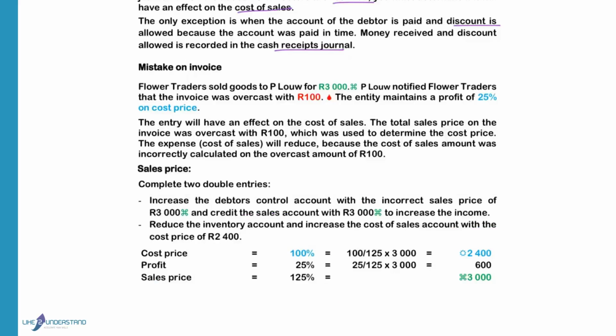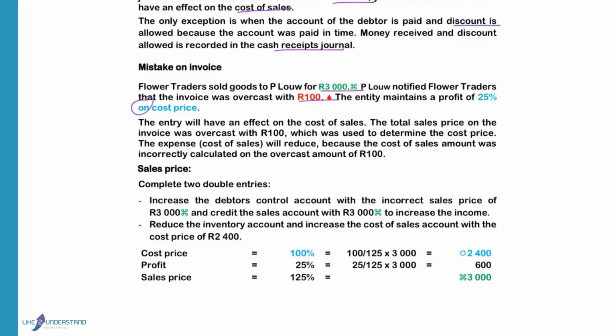Flour Traders sold goods to P. Low for 3,000 rand. P. Low notified Flour Traders that the invoice was overcast with 100 rand. The entity maintains a profit of 25% on cost price.